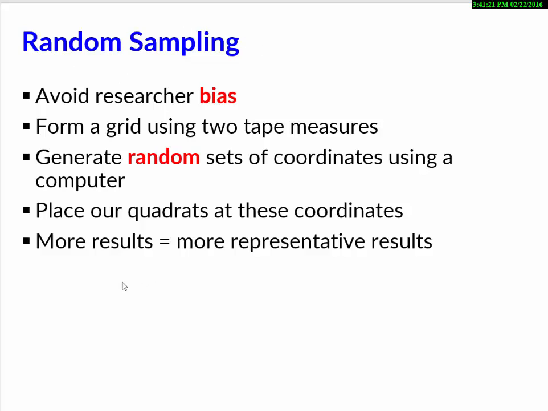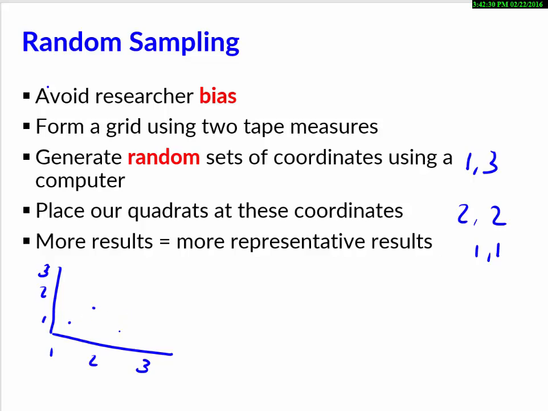So we use random sampling, and to do this we use random sets of coordinates. Usually we'll put two tape measures, if we're measuring, say, a field, perpendicular. We'll put two tape measures out on the field like that, and so they would go up in a grid, like 1, 2, 3, and so on. And then we would use a computer or any random number generator, but you always have to give an example, so it's probably easiest just to say a computer. So we'd use a computer to generate sets of random coordinates, and then we would take a sample at those coordinates. So if our computer gives us 3 sets of coordinates, then we take samples there, there, and there.